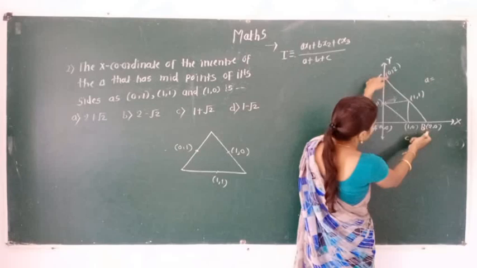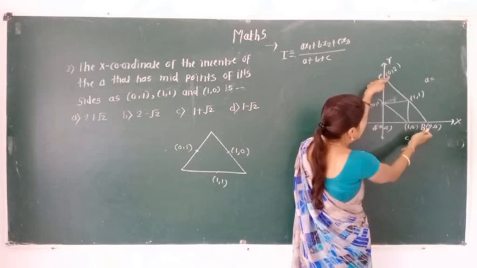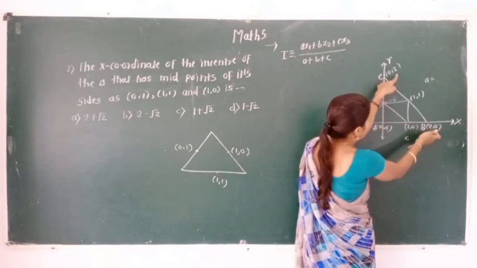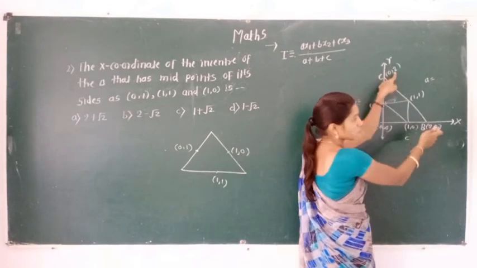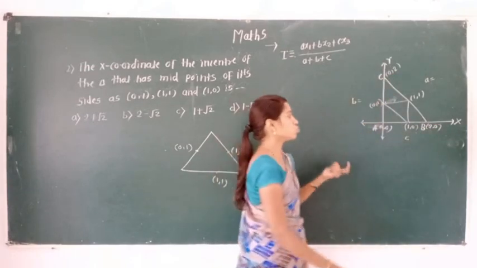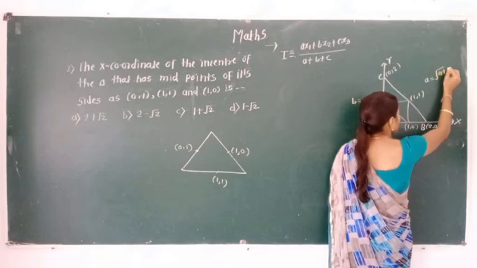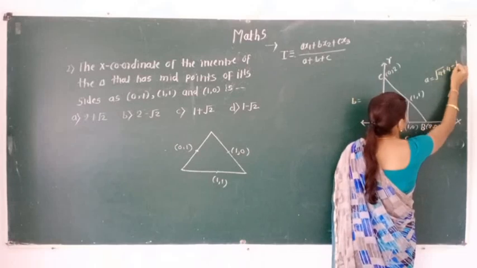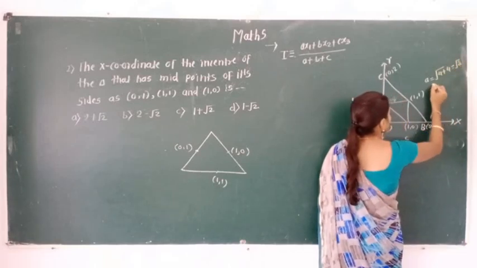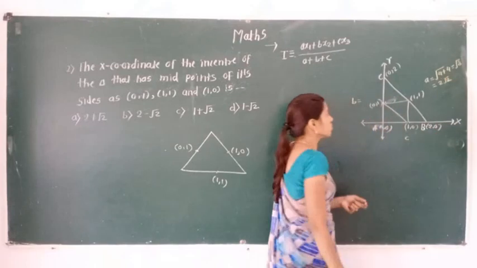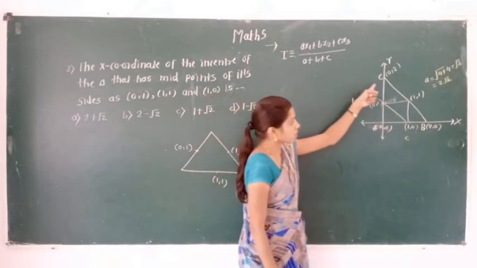Using the distance formula, we get the length a: the square root of (2 minus 0) squared plus (0 minus 2) squared. 2 squared is 4, again 2 squared is 4. We get root 8, and we know that the square root of 8 is 2 root 2. This is the length of side BC.